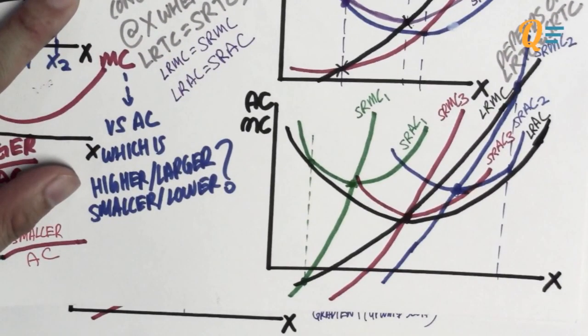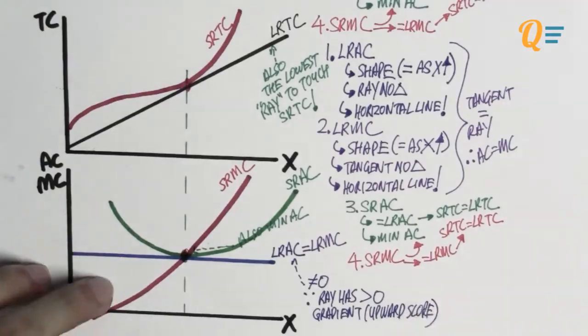Okay, and notice that you're actually drawing the red short run marginal cost and short run average cost curves that you see in this graph from the previous video. Well, the only difference is that your long run average cost curve and your long run marginal cost curve is simply a flat line right now.